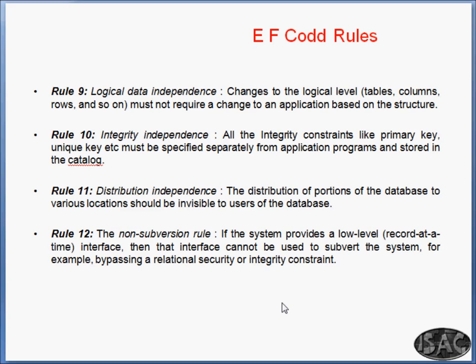The non-subversion rule. If the system provides a low-level interface, then that interface cannot be used to subvert the system, right? For example, by bypassing relational security or integrity constraints. So if you're making some system, you should have the same interface to work with. It's not like we are having some and just we go to the background and open the files and we get everything. So these are the 12 rules of E.F. Codd.